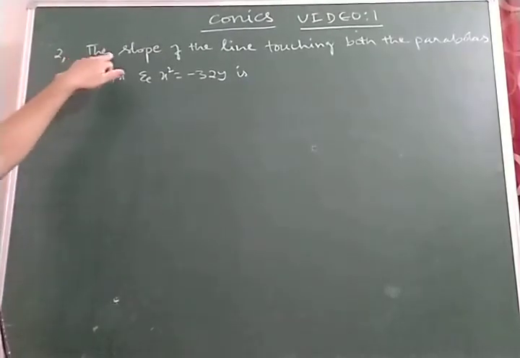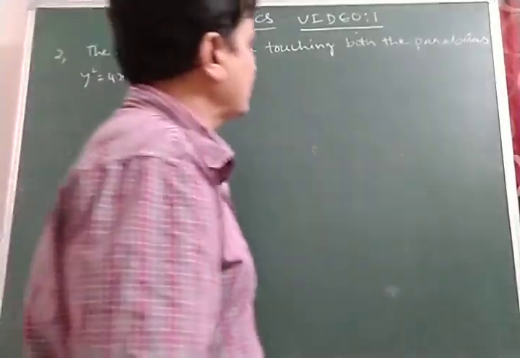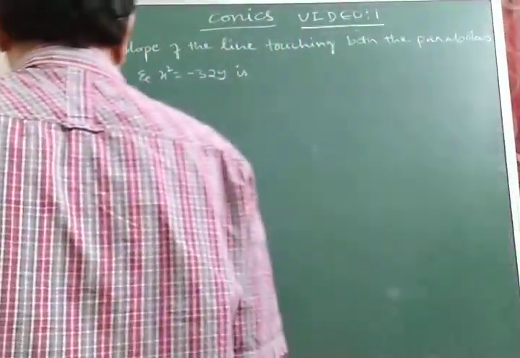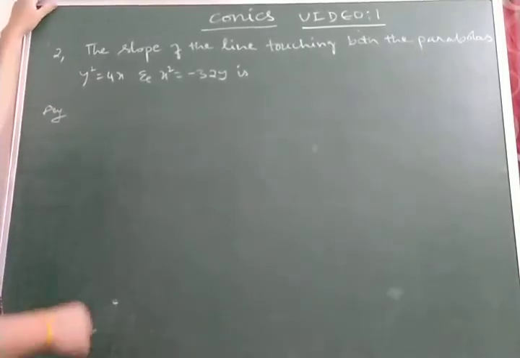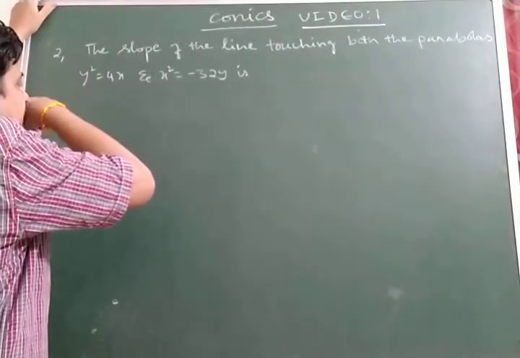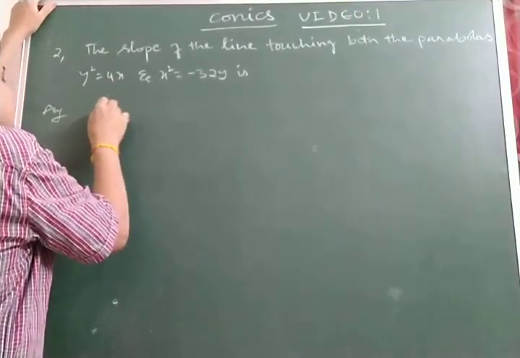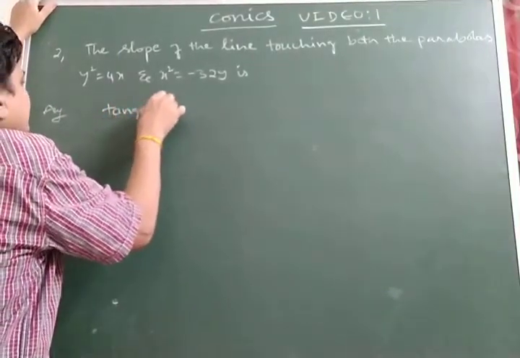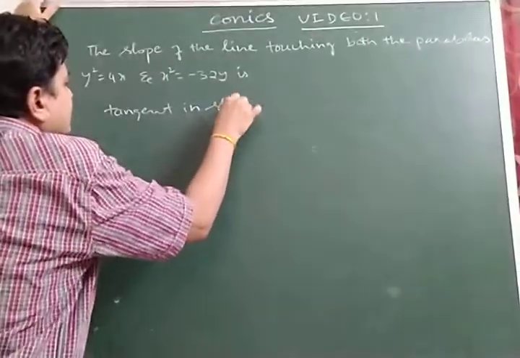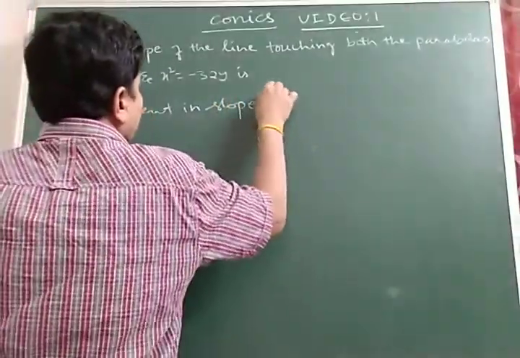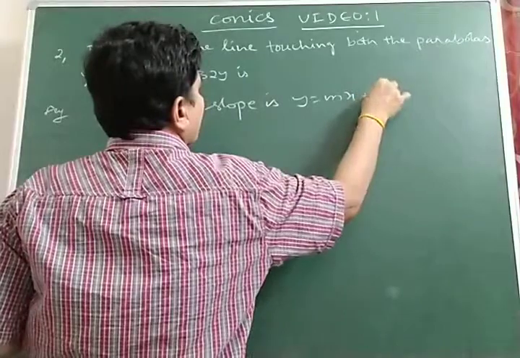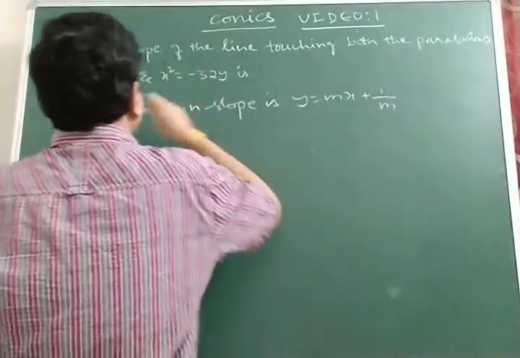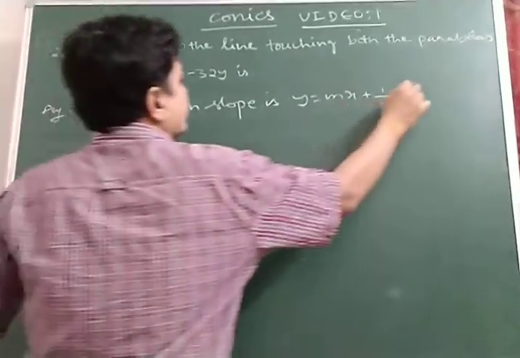Question number 2. The slope of the line touching both the parabolas y² = 4x and x² = -32y. The equation of the tangent to the parabola in slope form is y = mx + c, where c = a/m, and a is equal to 1. This is taken as 1.